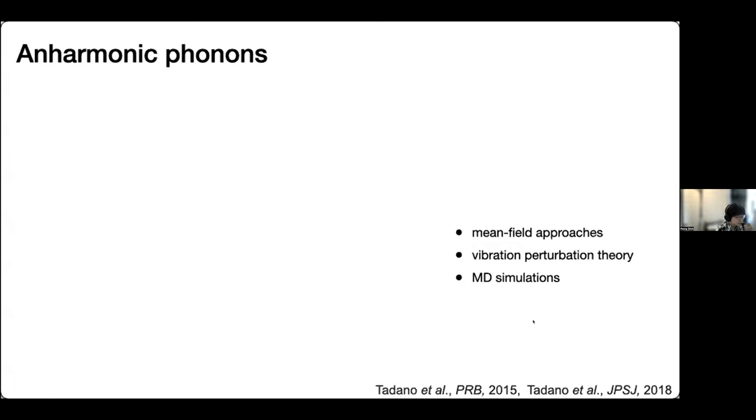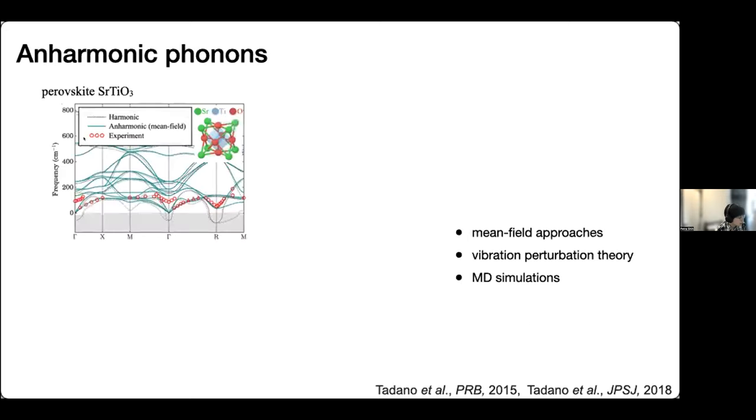One of the most famous qualitative failures of the harmonic approximation is its inability to identify crystal structures that are stabilized at finite temperature. For example, the perovskite strontium titanate is known to have a cubic crystal structure at room temperature, but a harmonic phonon calculation of this structure yields imaginary frequency, like the black dot down here, indicating a structural instability. Accounting for the anharmonicity at mean field level, shown in the green curve here, removes the imaginary frequency and thus correctly justifies a stable crystal structure at this temperature. But this is just a mean field result.